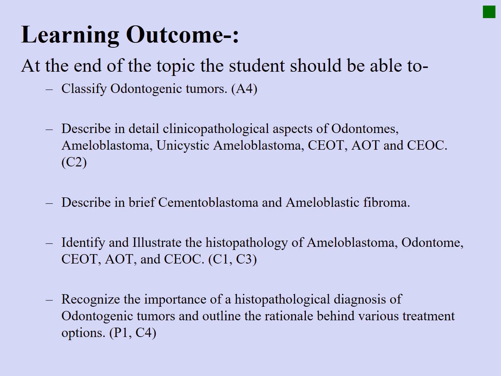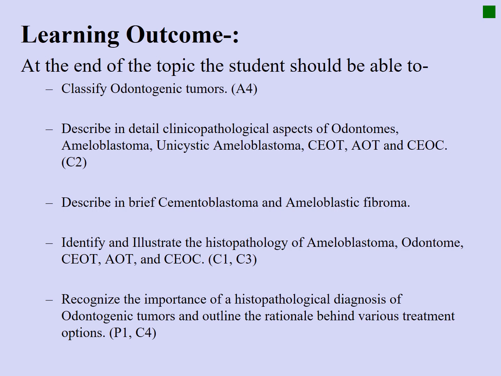Second, you should be able to describe clinicopathological aspects of odontomes, ameloblastoma, unicystic ameloblastoma, CEOT, which stands for calcifying epithelial odontogenic tumor, adenomatoid odontogenic tumor, which is AOT, and CEOC, which is calcifying epithelial odontogenic cyst. Thirdly, you should be able to describe in brief cementoblastoma and ameloblastic fibroma.